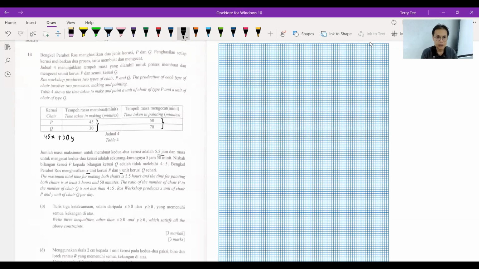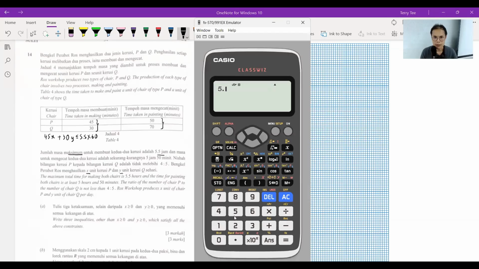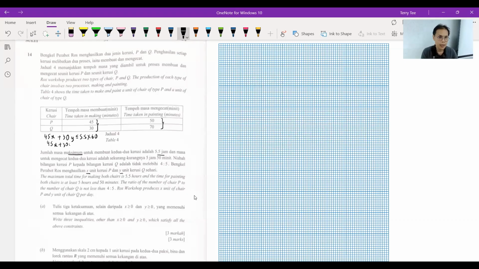And this must be jumlah masa maksimum. That means the maximum time taken must be 5.5 hours. Now 5.5, you're going to times 60 because this is in minutes. You can actually leave your answer in a big number like this, 5.5 times 60. This will be 330. We can write 45x plus 30y less equals 330. You can stop here actually. But later when you draw the graph, I would prefer to simplify this, make the number smaller, easier to draw a graph.